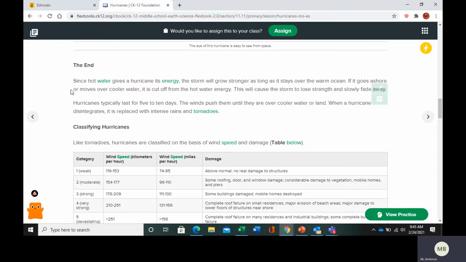If it goes toward the shore or moves over cooler water, it is going to be cut off from its energy source. So that's going to cause the storm to dissipate. Hurricanes last a long time, typically 5 to 10 days, and the winds are going to push them until they are over cooler water or land. So when a hurricane disintegrates, it's going to be replaced with some pretty intense weather, some intense rains and tornadoes.